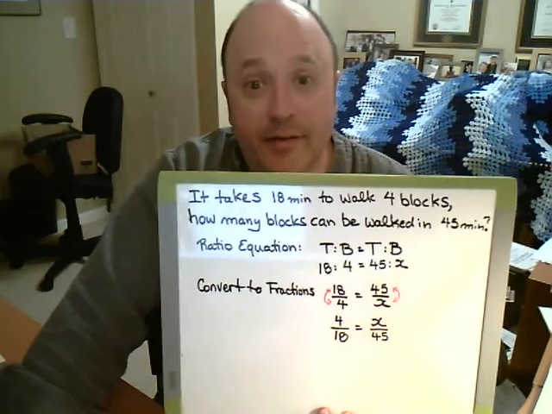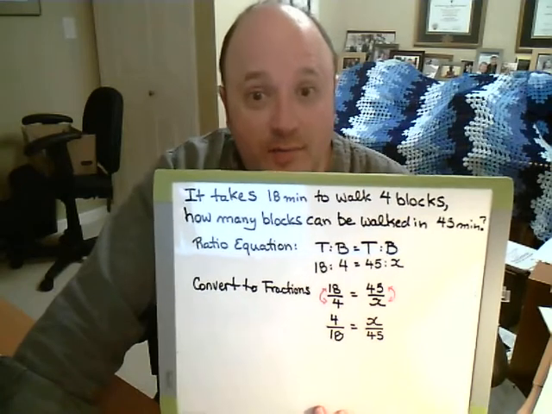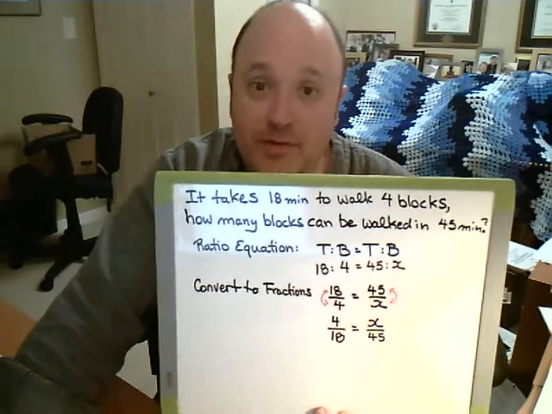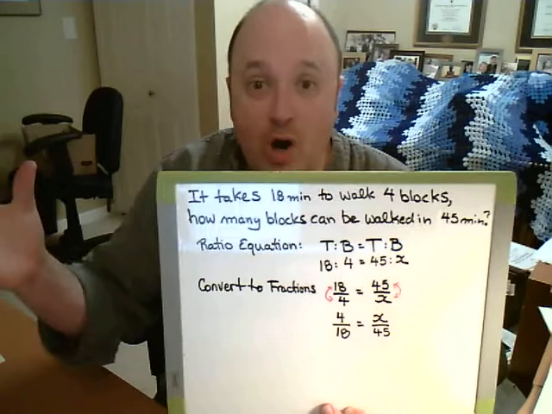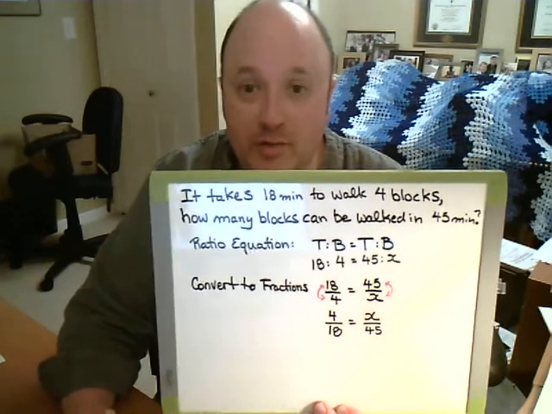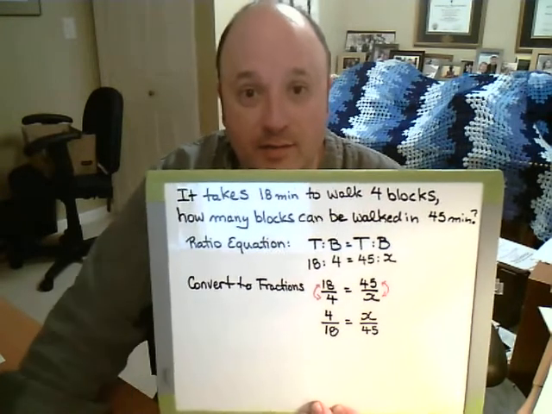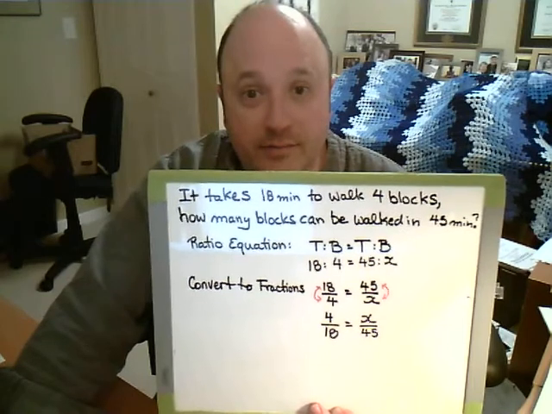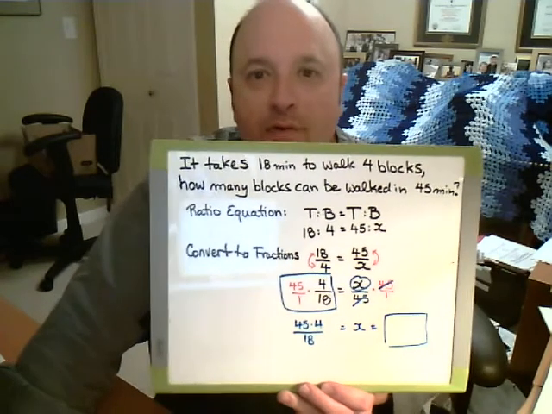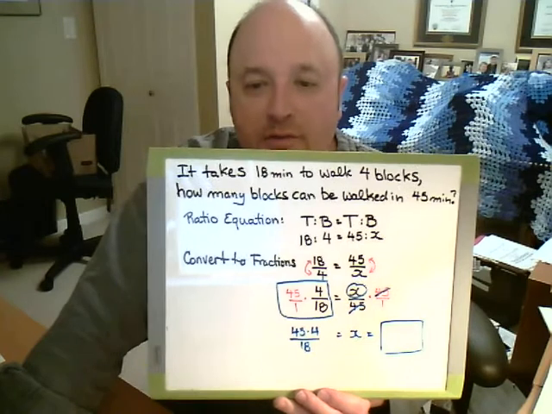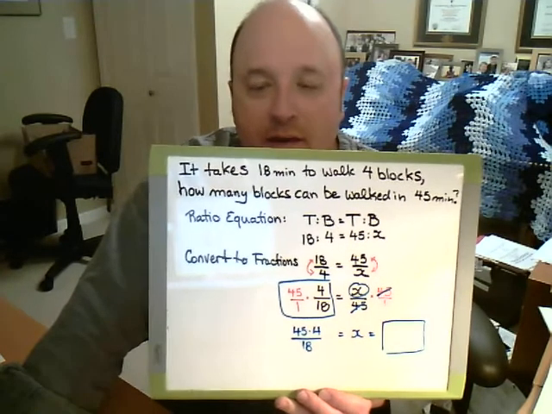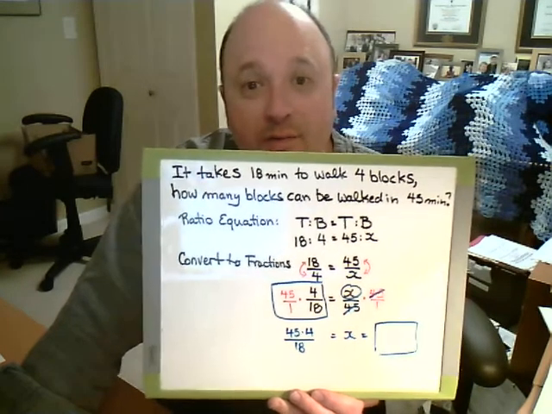Now it's a matter of, well, X is being divided by 45. So the opposite of divide by 45 is to times by 45. I got to do it to both sides, and I got to calculate it out. So let's get the final answer. Okay, so I have 45 times 4 divided by 18. And if I calculate that out on my calculator, what do I get?